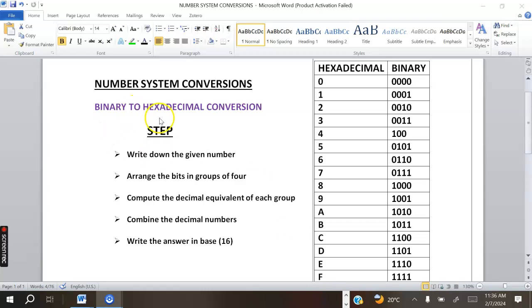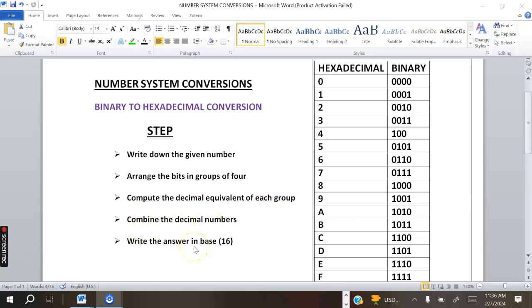So these are the steps that we take whenever we want to convert a binary number, that is 1 and 0, to hexadecimal, that is from 0 all the way to F. Step 1, you write down the number. Step 2, you arrange the bits in groups of 4. This is the most important part. Then number 3, you compute the decimal equivalent of each group. Number 4, you combine the decimal numbers.